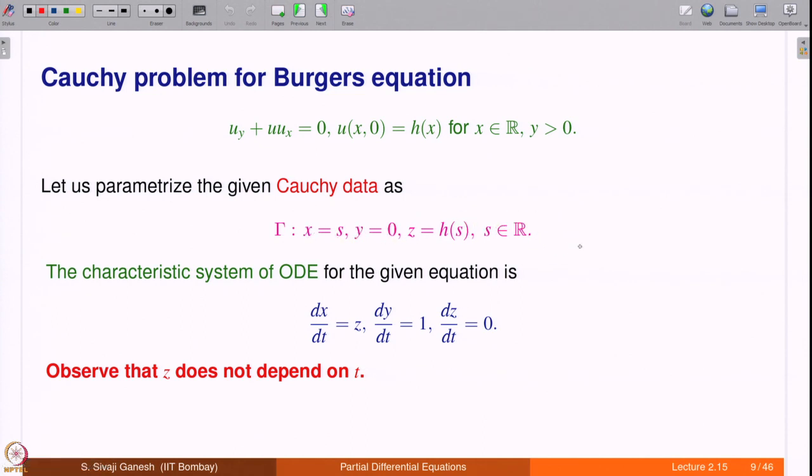Observe that z does not depend on t. What does that mean? It means that the solution is constant along each base characteristic curve.